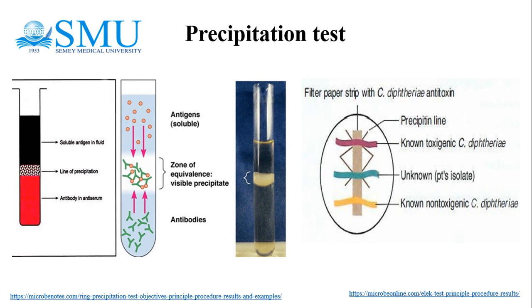And the ring test is precipitation in liquid medium. Ring test is done in a narrow tube. Antigen solution is layered over an antiserum. A precipitate ring appears at the junction of the two liquids. Examples of ring tests are streptococcal grouping by the Lancefield technique and Ascoli's test done for anthrax.